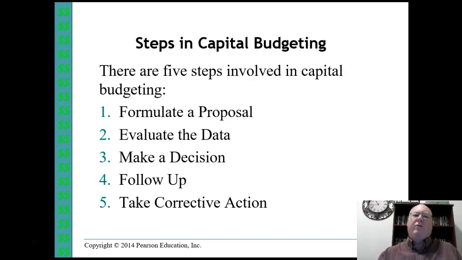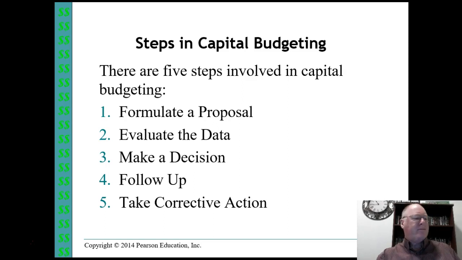Today we're going to really be just talking about the 5 steps in capital budgeting and looking at these in a little more detail. The 5 steps involved in capital budgeting, of course, are: formulating a plan and a proposal, and this is going to be identifying the costs and the benefits and what the cash flow of those costs and benefits are after tax, of course. Step number 2 is to evaluate whatever the data is that you've accumulated. Number 3 is make a decision. Number 4 is to do follow-up, and number 5 is to take corrective action.